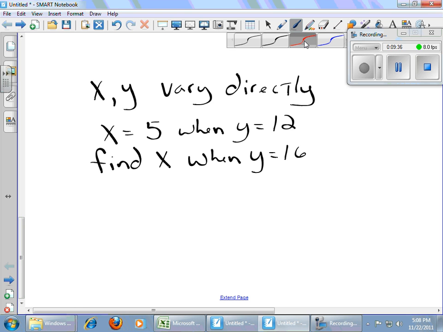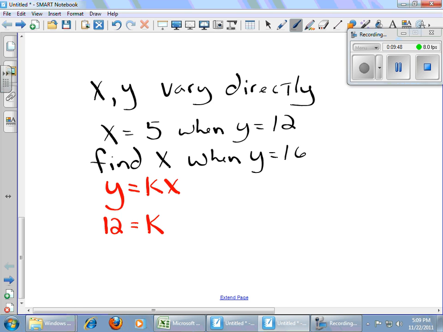The first thing I'm going to do is just like the last example. I'm going to use y equals kx, and I'm going to fill in. I know y is 12. I know no k, that's what I'm trying to find. I'm going to fill in 5. All right, so k is going to equal 12/5. How did I get that? I divided each side by 5.